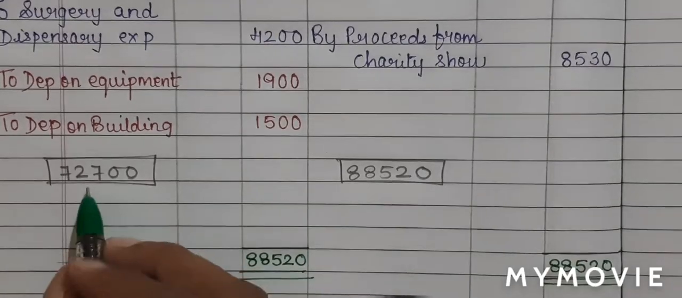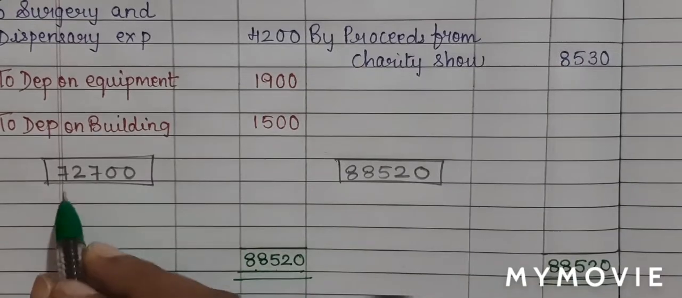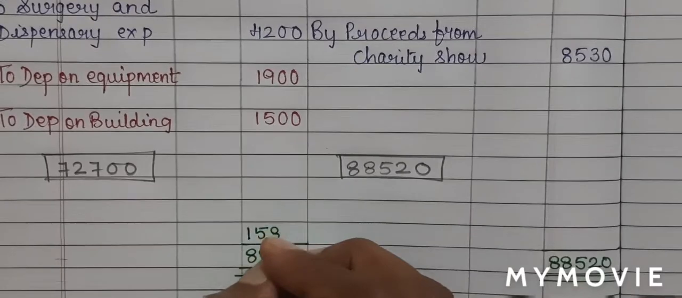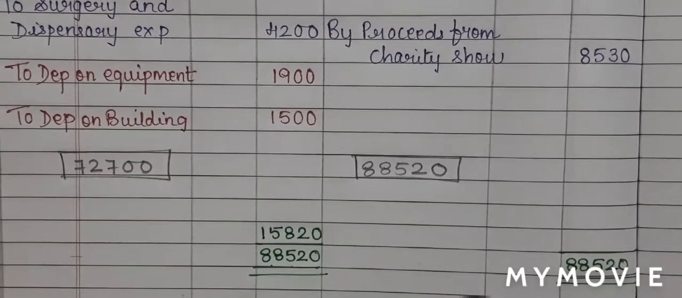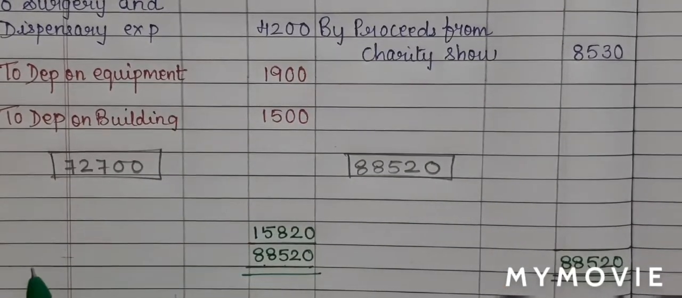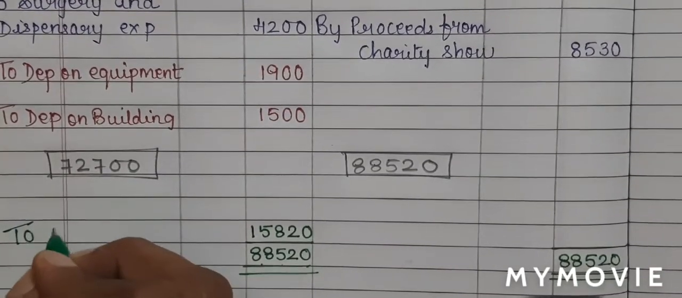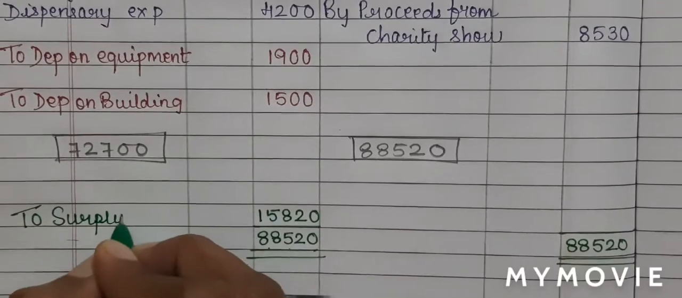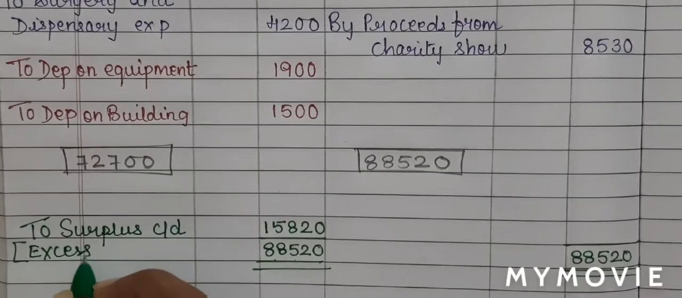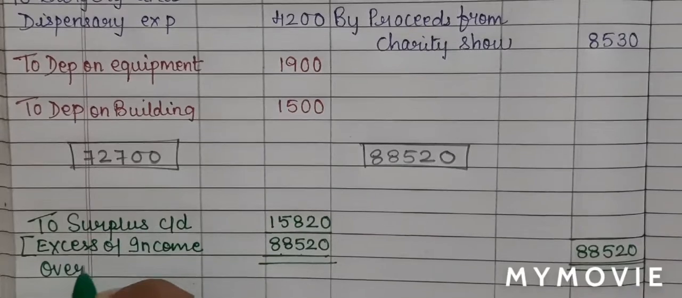From the bigger total, I will minus the smaller total. So 88,520 minus 72,700. I get a balance of 15,820, which I will write on top. Now my income is more than expense. So when the income is more than expense, which means the concern has made a surplus. So I'll write to surplus carried down. In the bracket, I will write excess of income over expenditure.